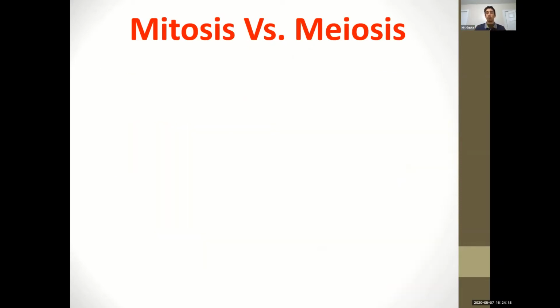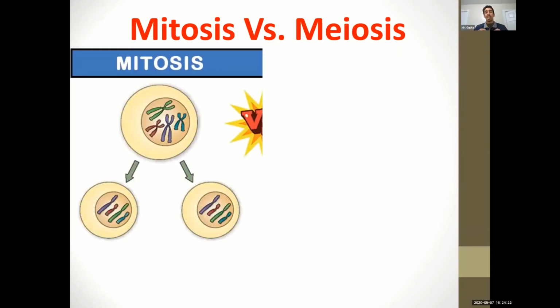Now let's just do a little comparison by looking at visual images. So in mitosis, you can see that big cell, it has 4 chromosomes that are replicated, and when that cell divides, it produces 2 identical cells that were the same as the parent cell. So that's what mitosis is. It's when one cell creates 2 identical copies.